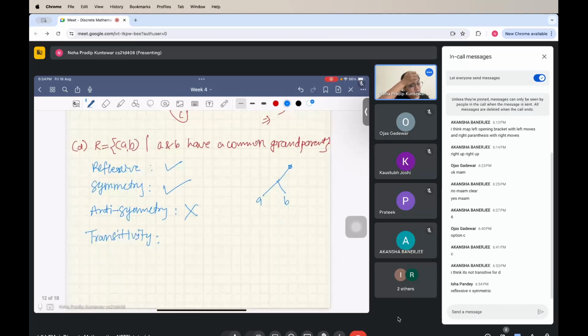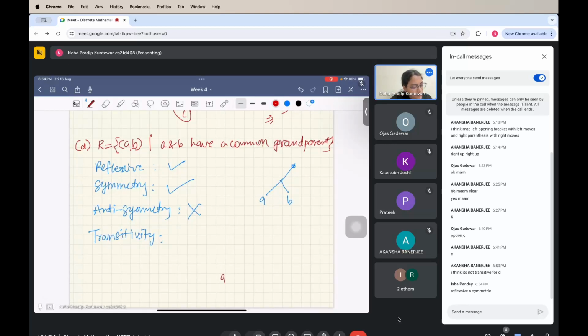Let's maybe take this example. Say A has a parent C and C has a parent D, and D has some other child which is E. The example that I'm looking at is that A and B have a common grandparent which is D. So A is related to B, and B and C have a common grandparent which is F. So B is related to C.